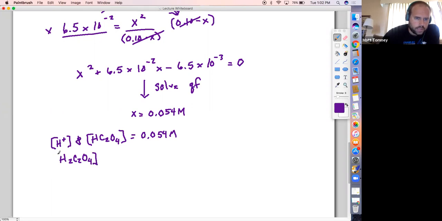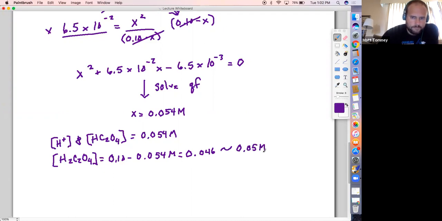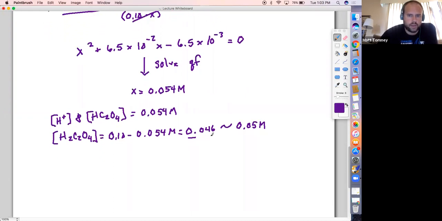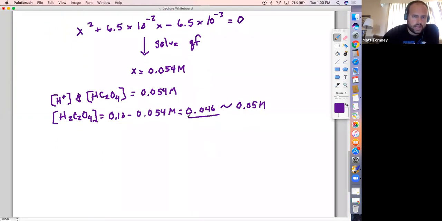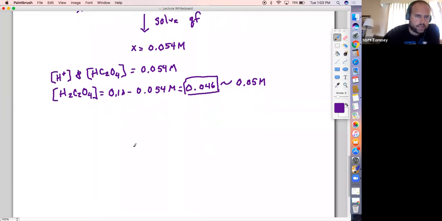And then H2C2O4, which is the actual oxalic acid, is going to be equal to 0.1, which was its initial concentration, subtract 0.054 molarity, and you end up with 0.046. So you can round, if you're doing your 2 decimal places, to 0.05, so approximately 0.05 molarity. Now I'm keeping this value here at the 0.046 because we can plug that in when we have the final answer if we need.